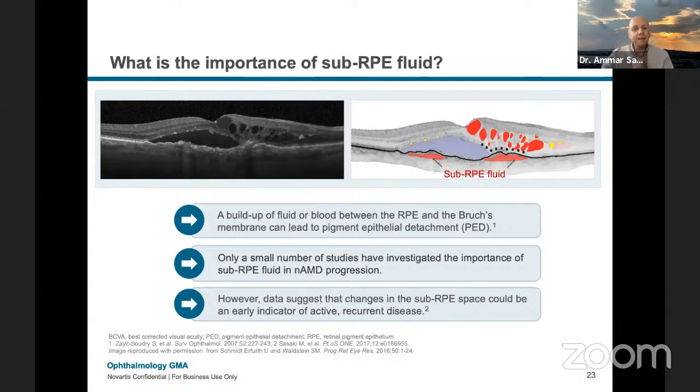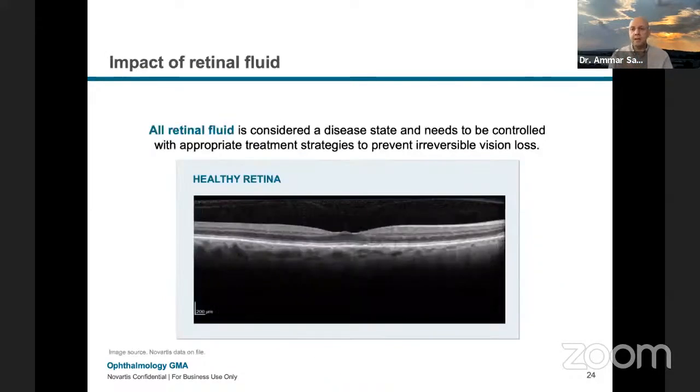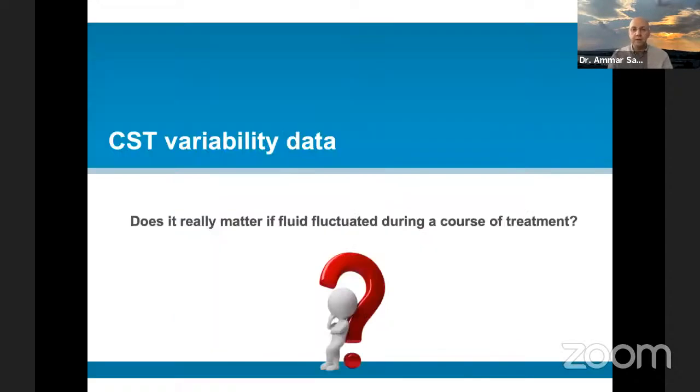The sub-RPE fluid, on the other hand, there is not a whole lot of data as far as the significance or no significance of the presence of fluid underneath the RPE, although there is now emerging evidence that it could be an early sign of activity or recurrence in AMD. But regardless, this is how a normal retina should look: no fluid in any layer or any potential layer.